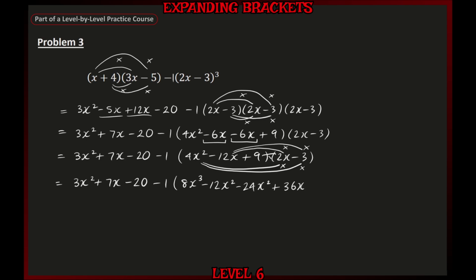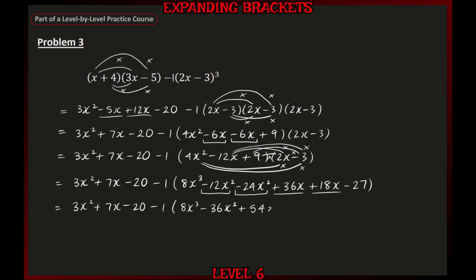We have 9 multiplied by 2x is plus 18x. And 9 multiplied by minus 3 is minus 27. We can simplify that final bracket. So we have 3x squared plus 7x minus 20 minus 1 times 8x cubed. We have minus 12x squared minus 24x squared, which is minus 36x squared. Plus 36 plus 18x gives us plus 54x. And we have a minus 27 at the end.